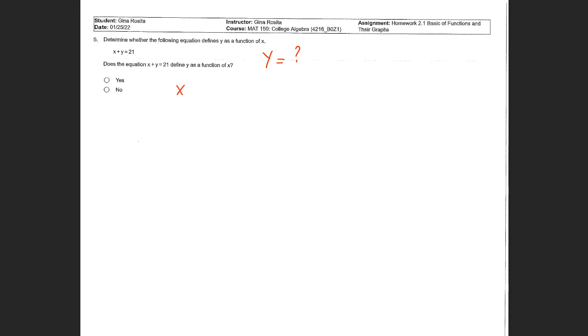So now x plus y equals 21. We need y equals, so move x to the right side; positive becomes negative. Y equals 21 minus x. From this, we can see that for each value of x, there is one and only one value of y. Replace x with 1: y equals 21 minus 1, which becomes 20.